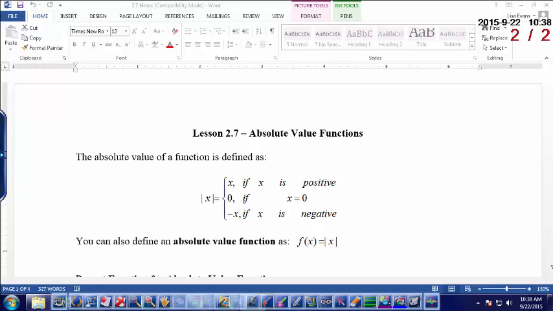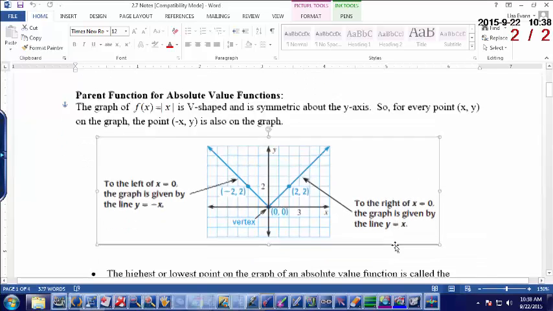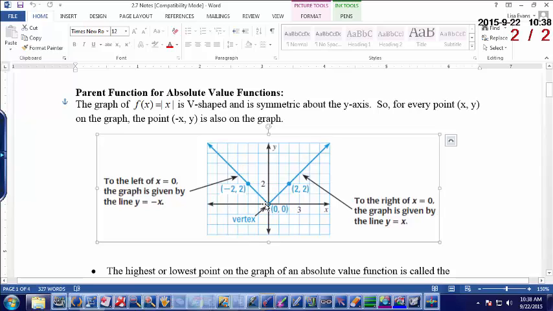An absolute value function is defined as f of x equals the absolute value of x, which equals x if x is positive, 0 if x is 0, and negative x if x is negative. The parent function of the graph looks like this picture below. We have the vertex, which is the highest or lowest point of a graph, at (0, 0). To the left of the graph, we have the equation y equals negative x, and to the right, we have the equation y equals x.